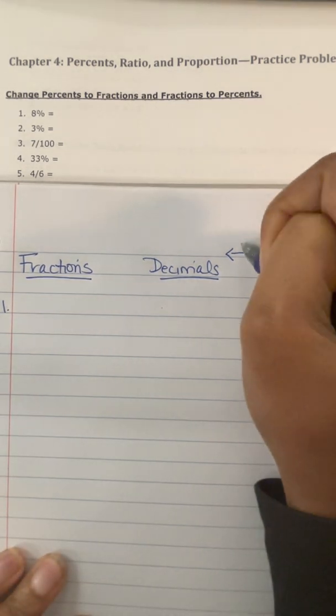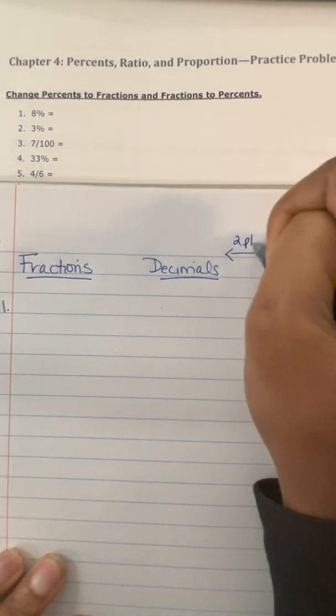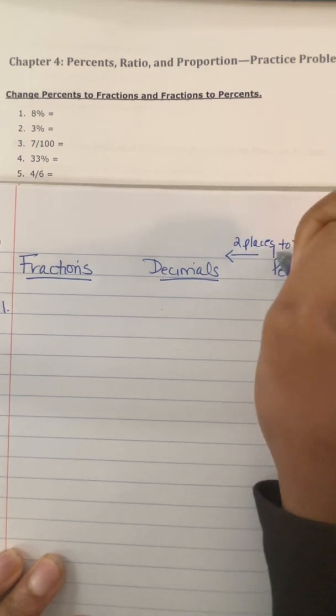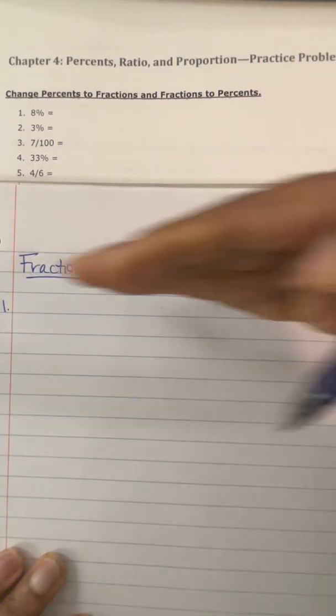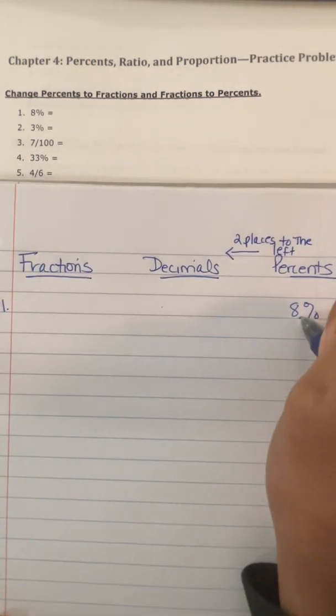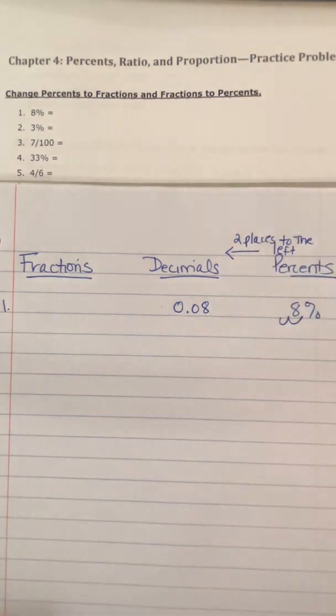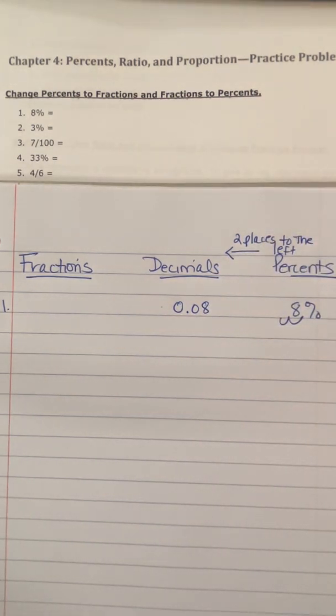So you want to move your decimal 2 places. Of course, we're going left. So 1, 2. So this decimal will be 0.08. You just move the decimal. That is it.